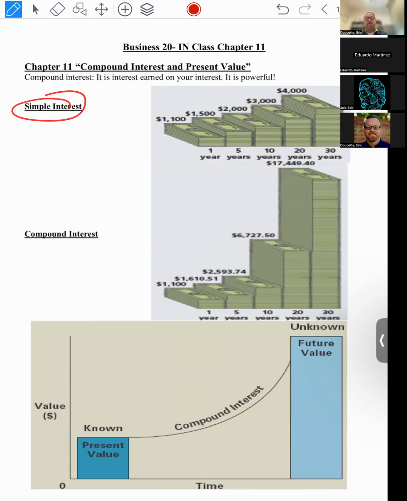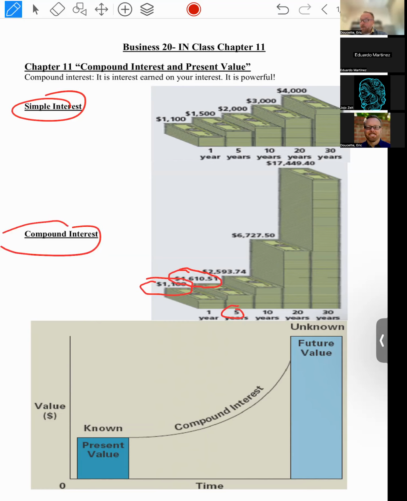In compound interest, however, you get interest not only on the amount that you've deposited or borrowed, but also on the interest that you've earned. If you see the difference here, you still had $1,100 at the end of year one, assuming this is compounding annually. But at the end of year five, instead of $1,500, you have $1,610. So you have $110 more on the same investment.